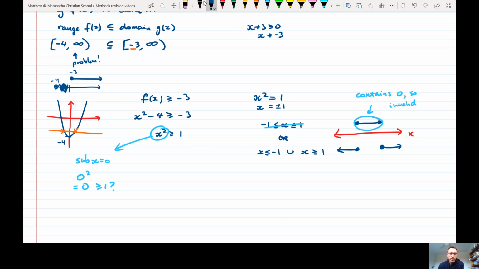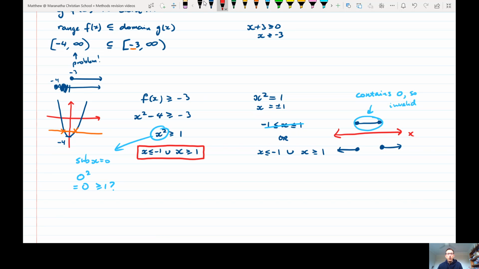So that means we're left with x is less than or equal to -1, union x is bigger than or equal to 1. So why have we done this? Remember, we're trying to make sure we restricted f of x so that the range was bigger than or equal to -3. That was what this step was all about. We've now solved that, and by solving it, we've ended up with this set of values here.